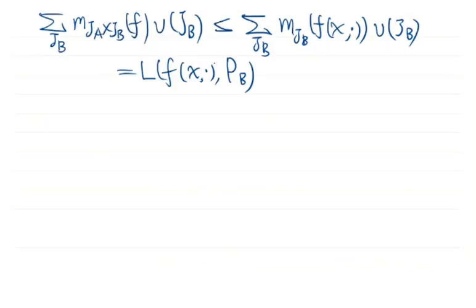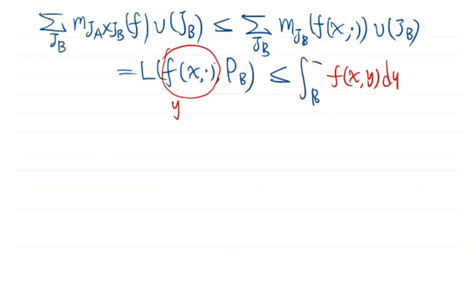And this lower sum, of course, will not be greater than the lower integral of this function. A lower sum of this function will not be greater than the lower integral of this function. Here x is fixed, therefore this is a function of y. Okay, so this is precisely I minus of x. So we obtained this inequality.